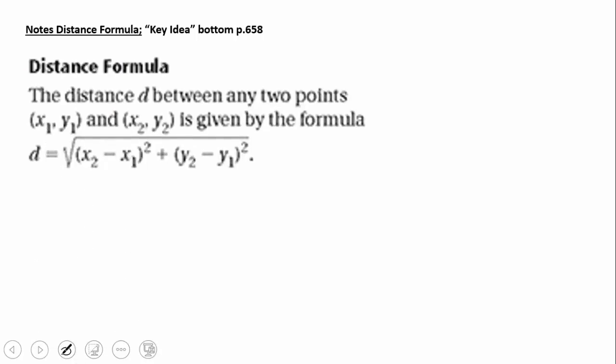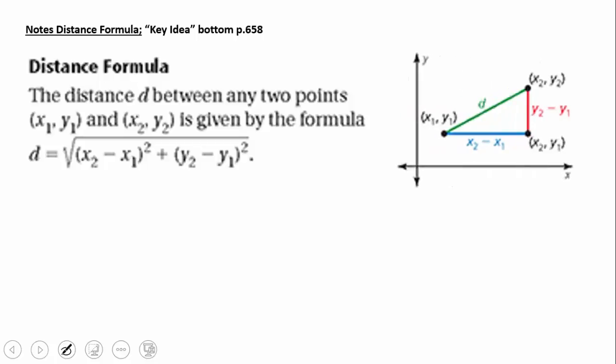All right? So, ladies and gentlemen, it says the distance formula, or the distance d, between any 2 points, (x1, y1) and (x2, y2), is given by the formula: the distance is equal to the square root of (x2 minus x1) quantity squared, plus (y2 minus y1) quantity squared. And then they gave you this nice little picture, and they're expecting you to understand it.